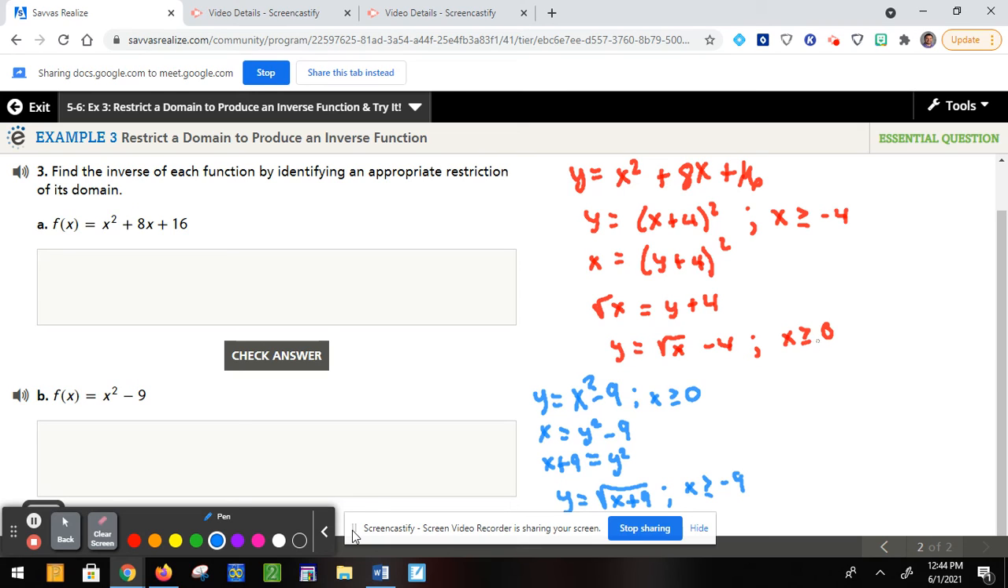The inverse function needs a domain of x greater than or equal to 0 because you can't have a negative under a radical. Part B I did in blue. That one is shifted down 9, so it didn't move left or right at all. So the domain will be restricted just x greater than or equal to 0. Flipped x and y, solve for y, got y equals square root of x plus 9. And that domain needs to be x greater than or equal to negative 9 because you can't have a negative under the radical. All right, let's look at example 4.